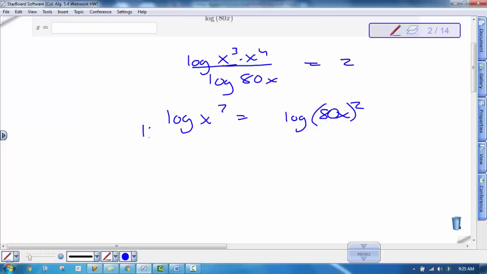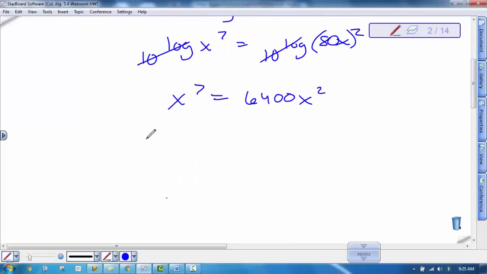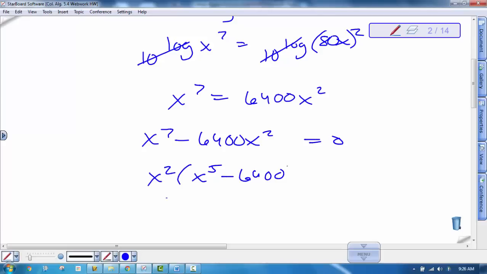So now we can square this, and actually I'm going to bring both sides to base 10. And so these cancel, and I have x to the 7th equals 80x squared, which is 6400 x squared. And I'm just going to move this over to the other side. So I have x to the 7th minus 6400 x squared equals 0. And then take out an x squared. So that leaves me with x to the 5th minus 6400 equals 0.